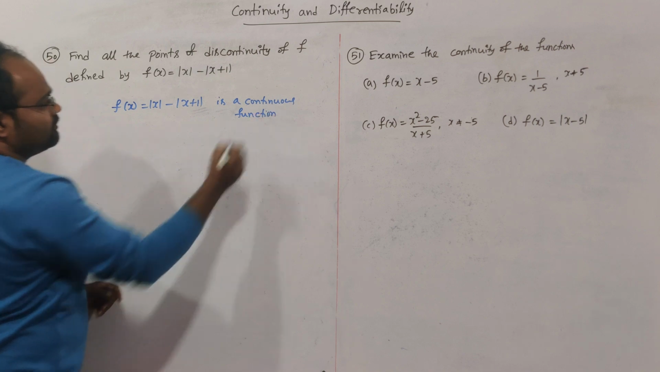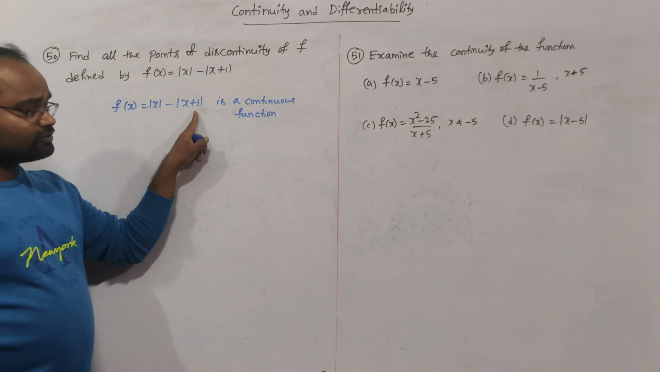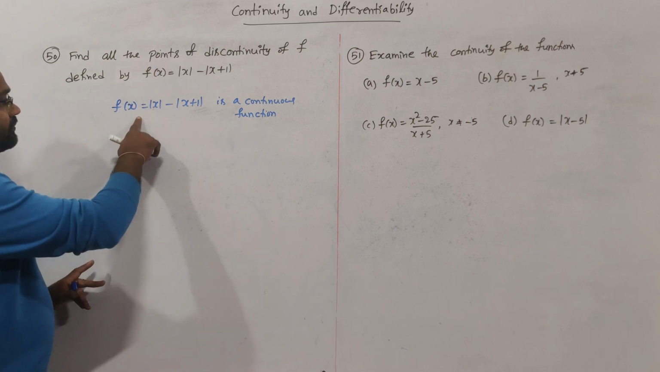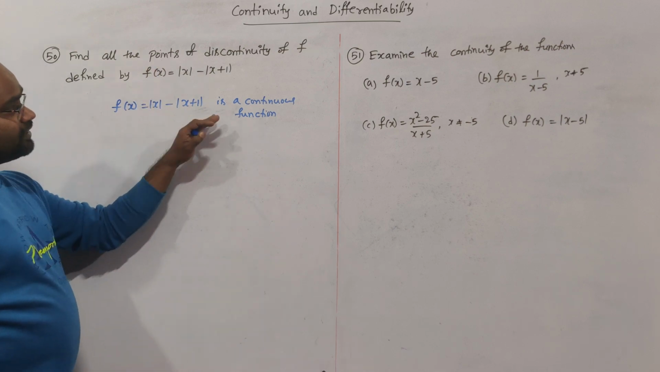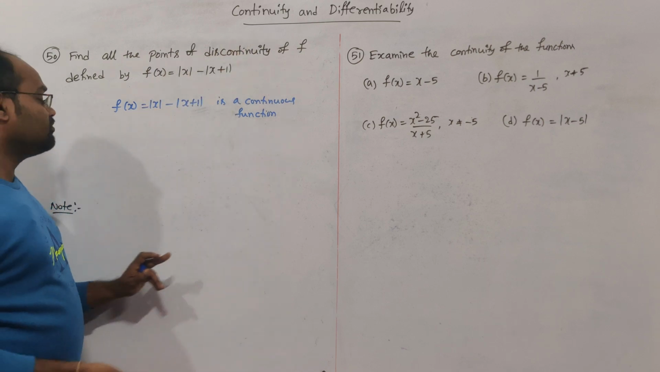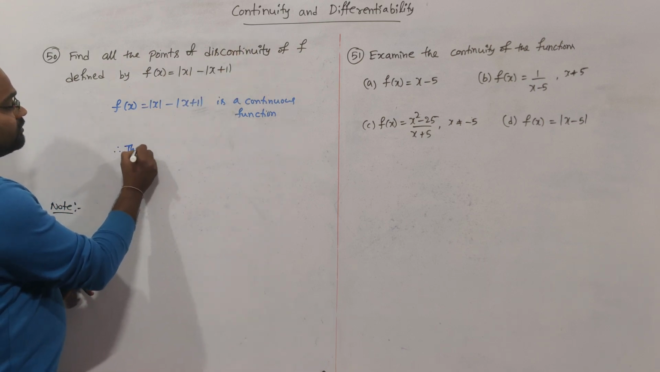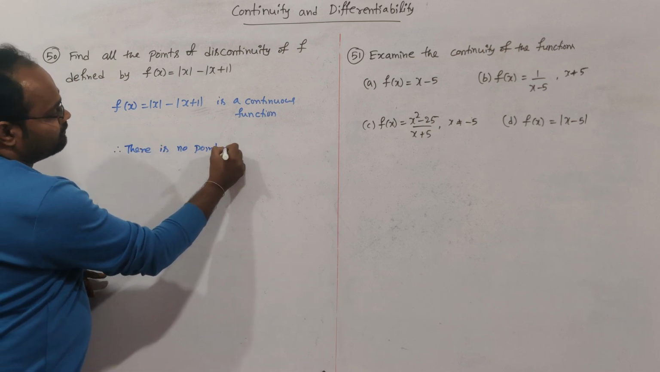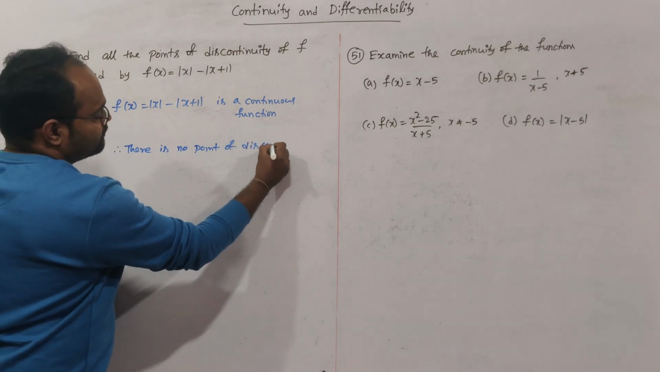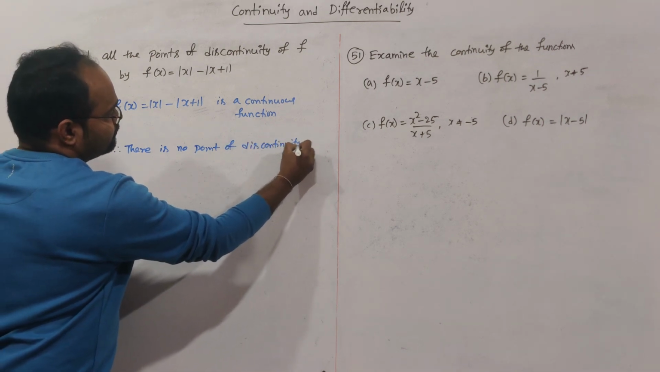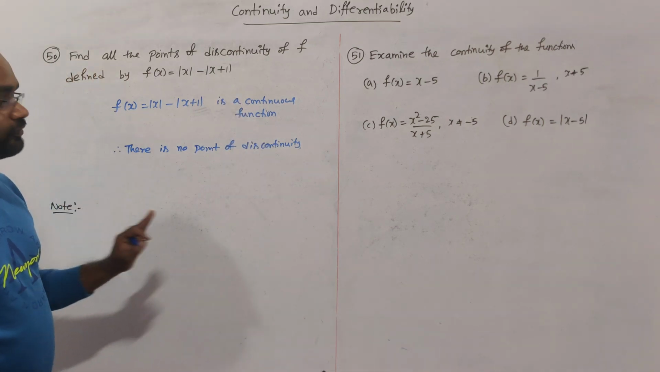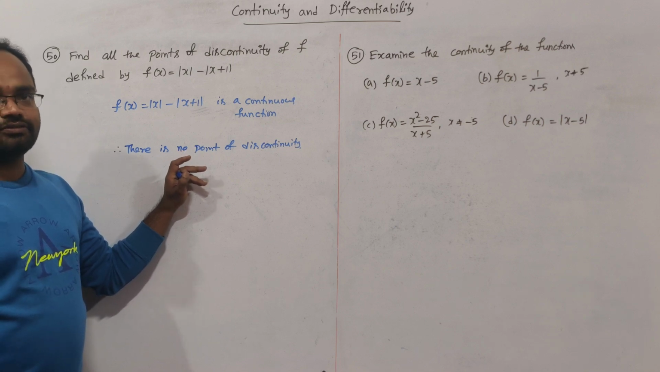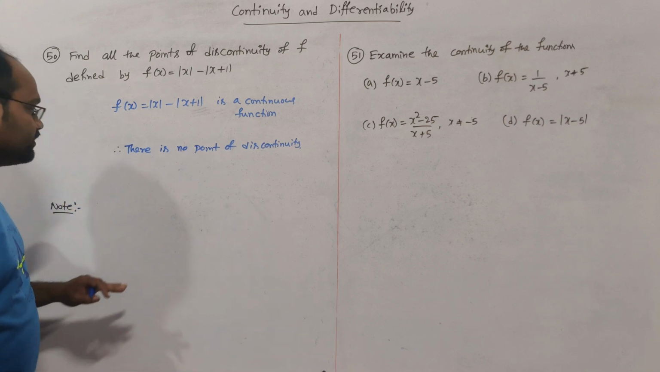Because what is the reason? Mod x is continuous, this is also continuous, f minus g will also become continuous, therefore this is a continuous function. If the function is a continuous function, what about the point of discontinuity? Therefore there is no point of discontinuity for this function, right? Very simple, one line answer, right? There is no point of discontinuity.